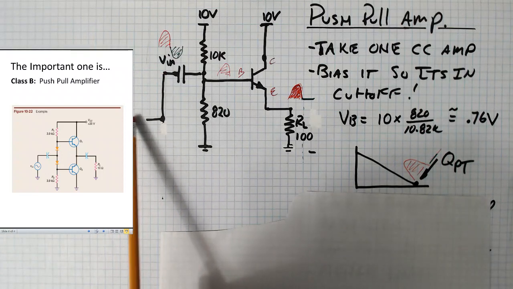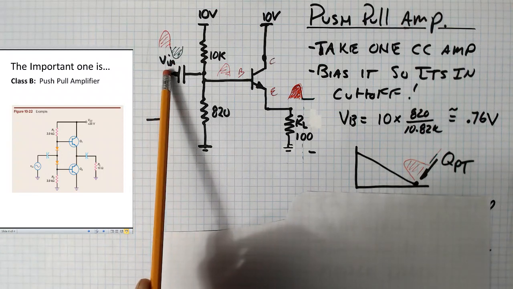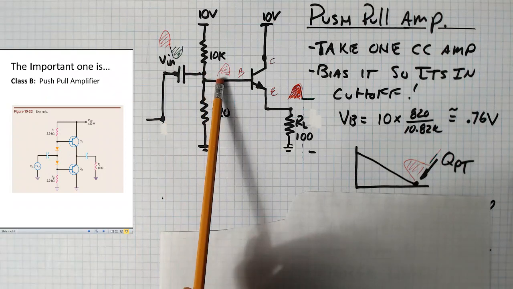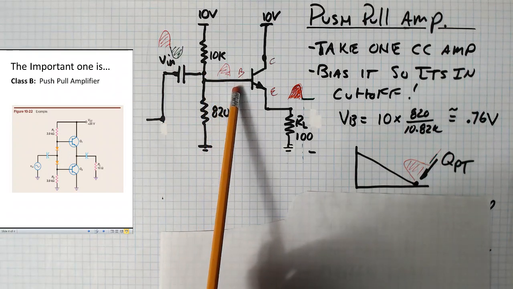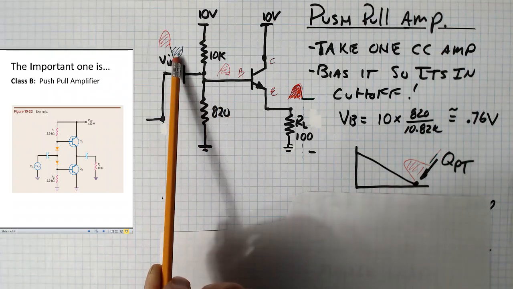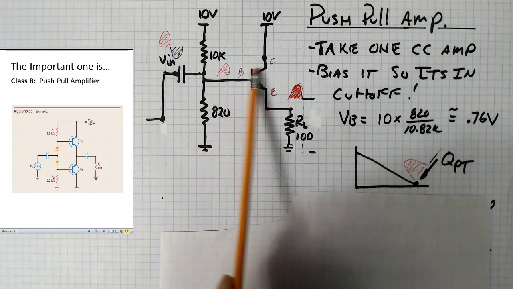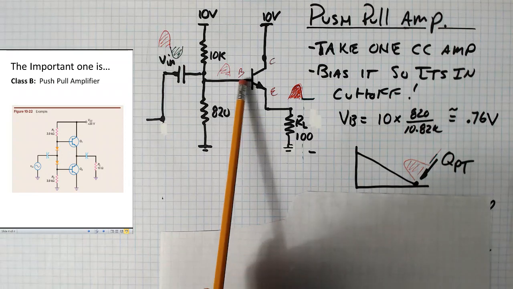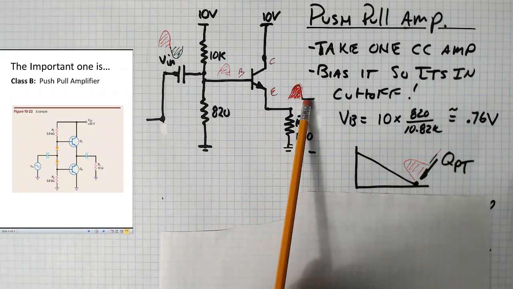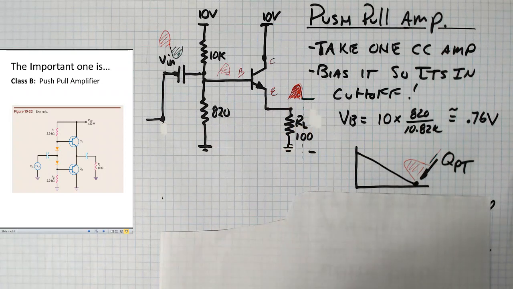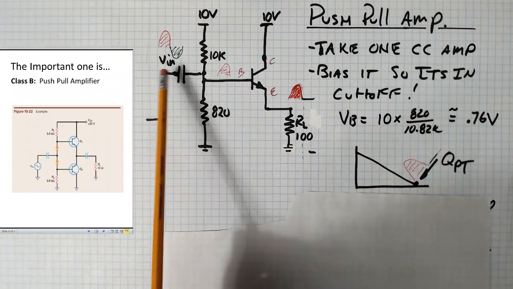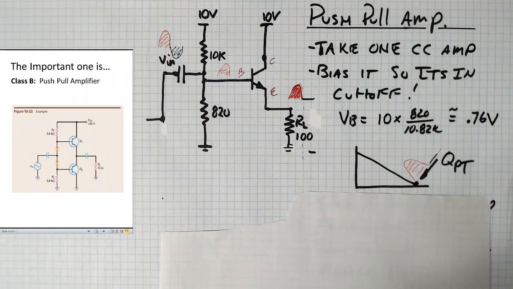However, if you have a negative signal coming in, if this point dips down a little bit, well, it was already sitting at 0.7. If this dips down 100 millivolts, that takes us down to 0.6. This transistor is off. It turns the transistor off completely. And for negative inputs, you'll get no output out of this transistor. You'll only see the positive cycle.